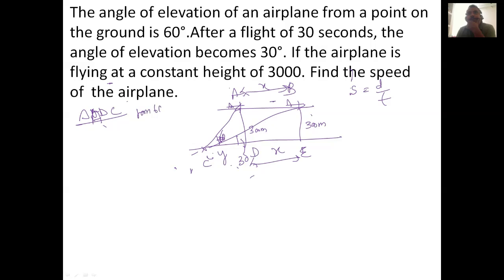tan 60 is equal to perpendicular upon base, 300 upon y, and we know that tan 60 is root 3. From here we'll solve, we'll get y is equal to 300 upon root 3. We will multiply by root 3 up and down, that is just like multiplying by 1.